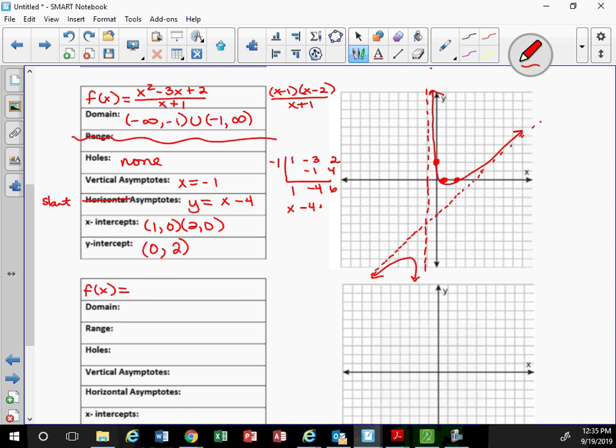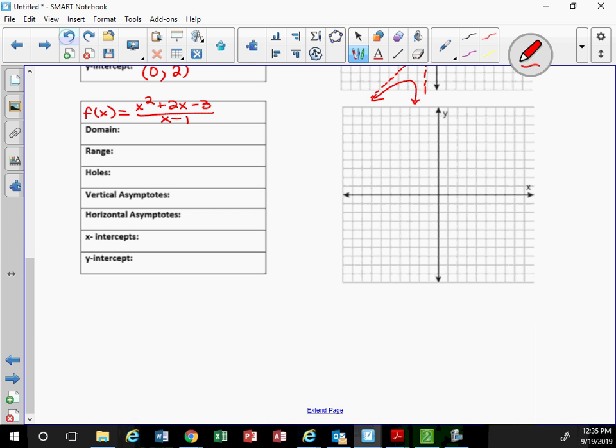All right, let's do x squared plus 2x minus 3 over x minus 1. Okay, should I write the vertical asymptote first? No, what should I do? Yeah, I need to factor because there is a hole on this one. So what does the numerator factor into? x plus 3 times x minus 1. Okay.